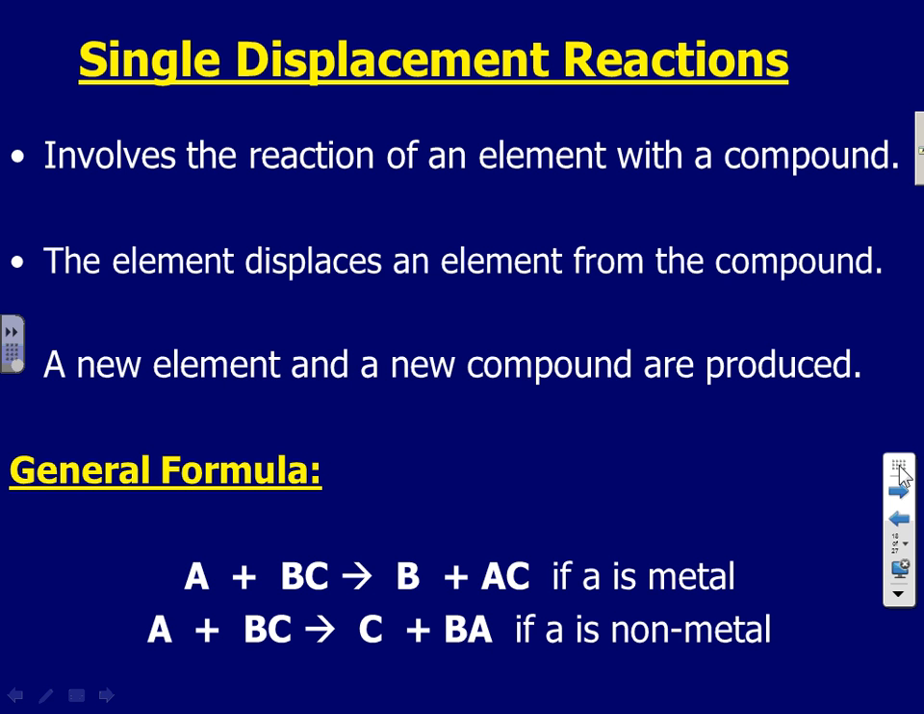What do we know about ionic compounds and the way we write it down? Yep. The metal is always first. So when we have something like sodium chloride, the metal always comes first. So if A is a metal, it replaces the metal. And if A is a non-metal, it will replace the non-metal. All right? It will replace the element of its own type.